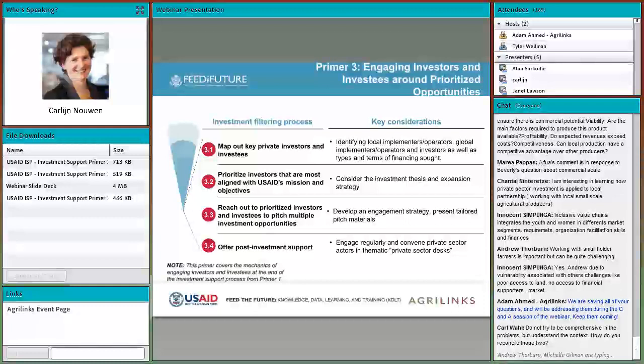So one of the things we did in Rwanda then was, for some of these products that were relatively new to Rwanda, we found regional operators that worked on those products or local operators that worked on similar products.